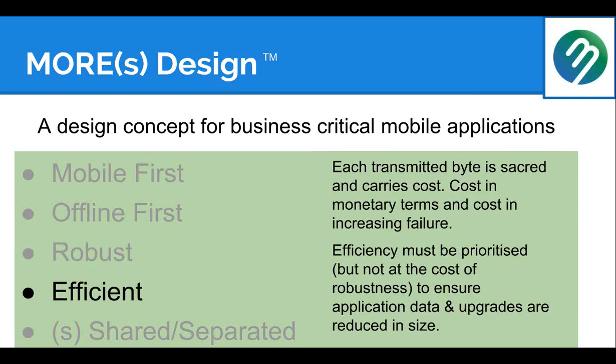And then efficiency with every byte being sacred and carrying a cost, really, really important. And that cost can be thought of both in monetary terms, the cost of the bandwidth itself, and also the cost of increasing failure. The more transmissions that we send, the larger those transmissions, then the data packets, the increasing failure becomes a problem. So efficiency must be prioritized, but not at the cost of robustness. And that means we want to ensure application data, as well as application configuration data, i.e. upgrades, are always reduced in size.